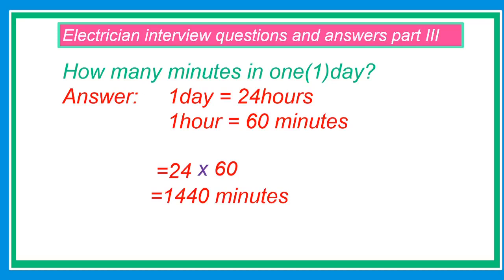How many minutes in one day? Answer. We know that 1 day is equal to 24 hours and 1 hour is equal to 60 minutes. 24 times 60 equals 1,440 minutes.